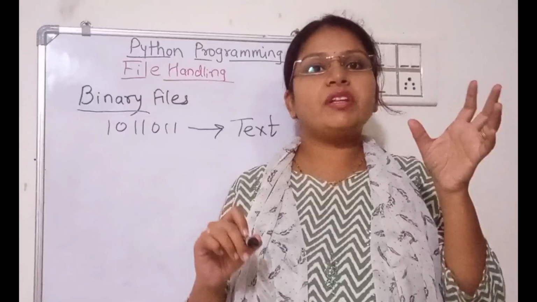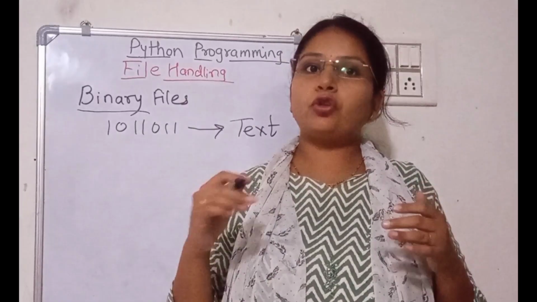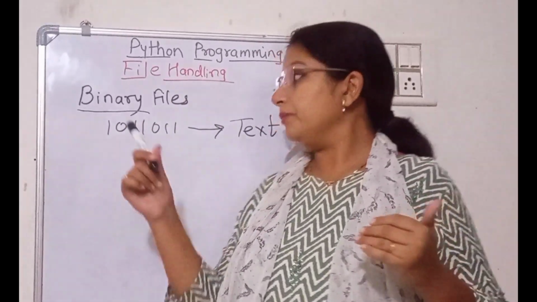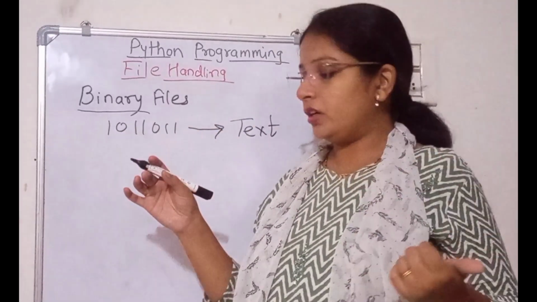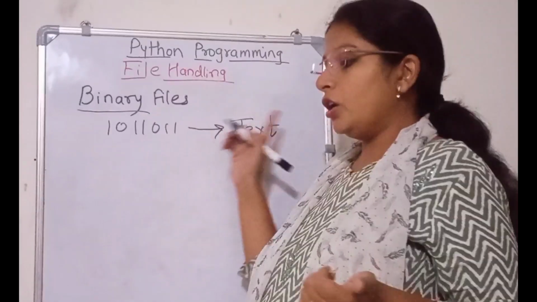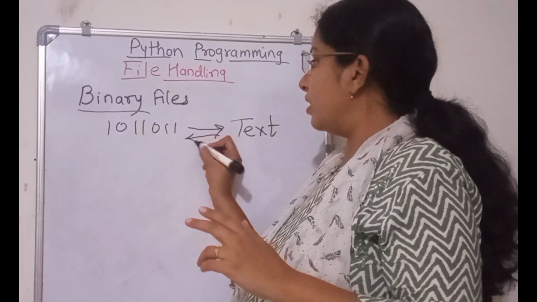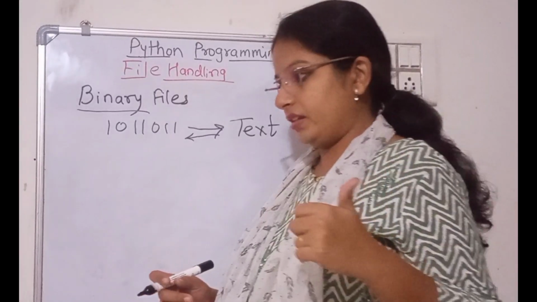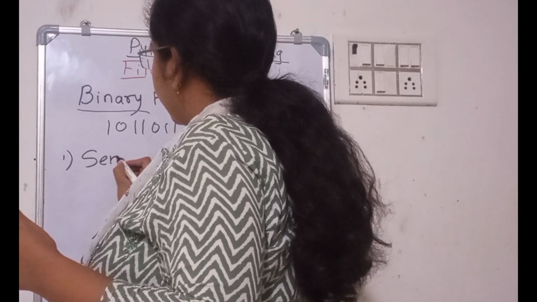How? We need to use some Python modules for that. Okay, and we need to import one module for that called the pickle module. Before starting that, first we will see how the process will be done. Now to convert the binary code to the text code or vice versa, there is a process called serialization and deserialization. Okay, so first concept is serialization.